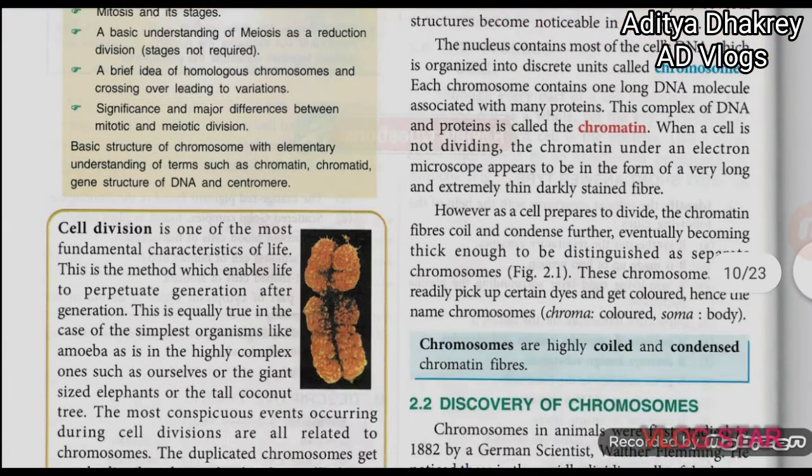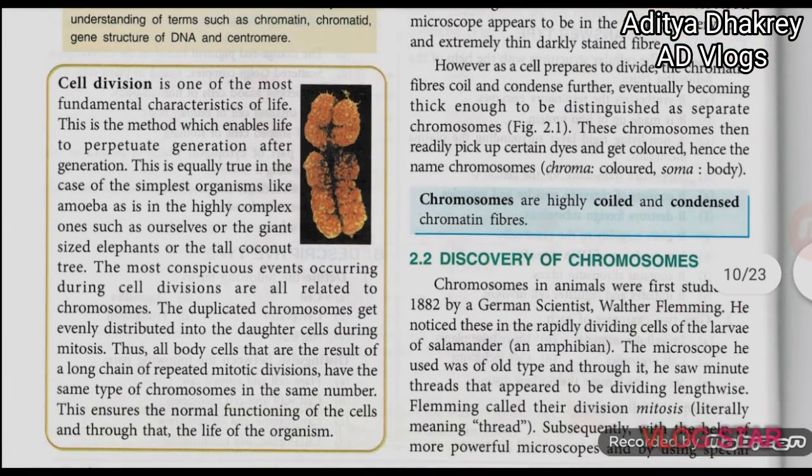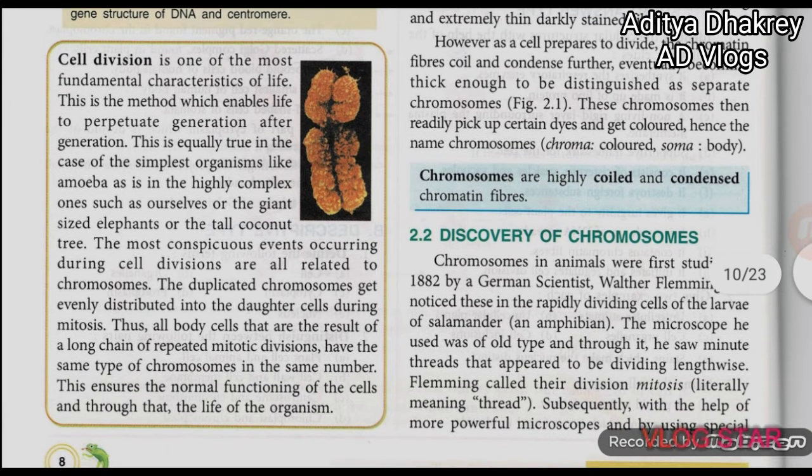So first, let's talk about cell division. What is cell division? Cell division is one of the most fundamental characteristics of life. This is a method which enables life to perpetuate generation after generation. This is equally true in the case of the simplest organisms like amoeba, as in the highly complex ones such as our cells, or giant-sized elephants, or the tall coconut tree.